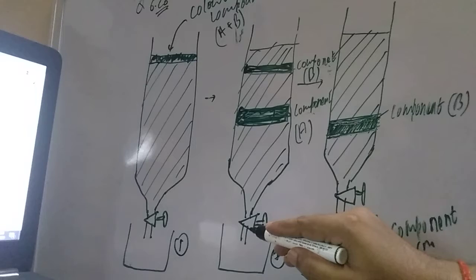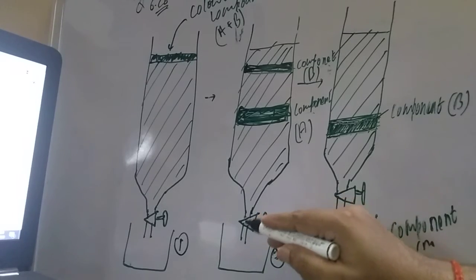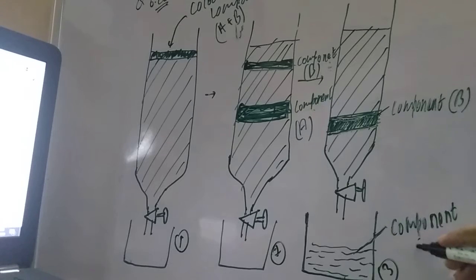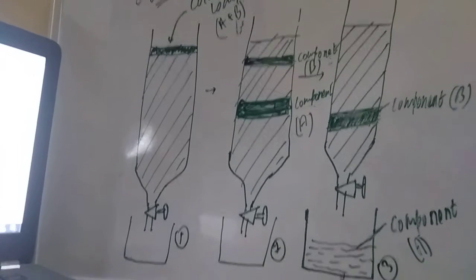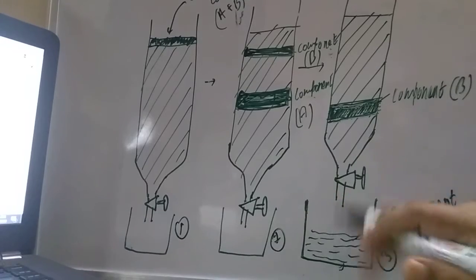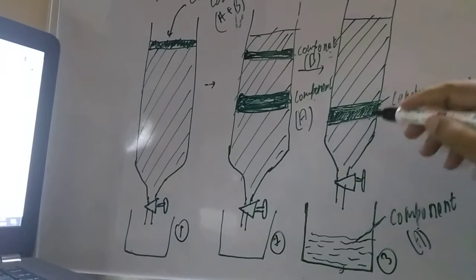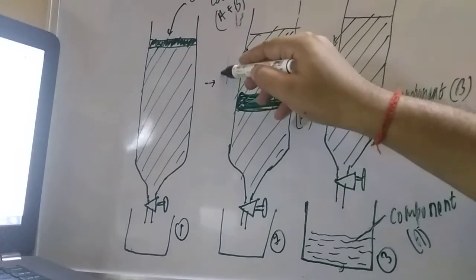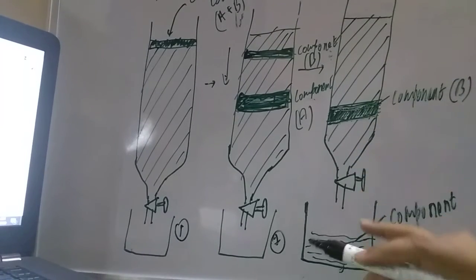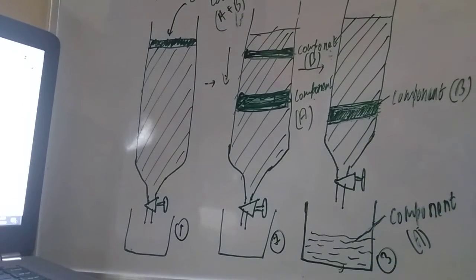When you open the tap, all of component A comes outside into the receiver. In this way you are able to separate component A. At the same time, the rest is moving downward, so component B will also come down, and it can be taken out in a different container.